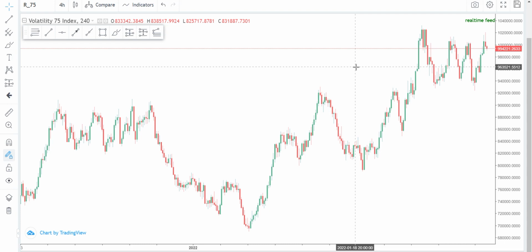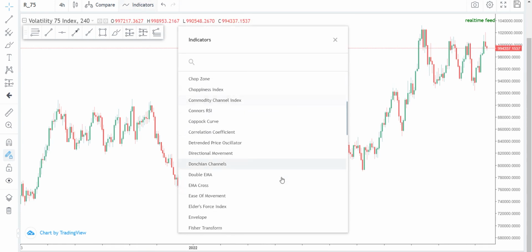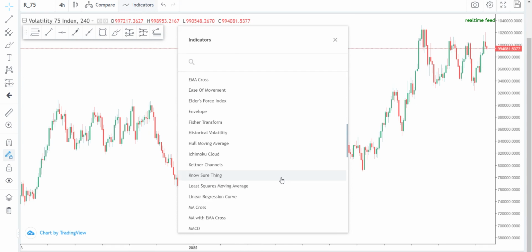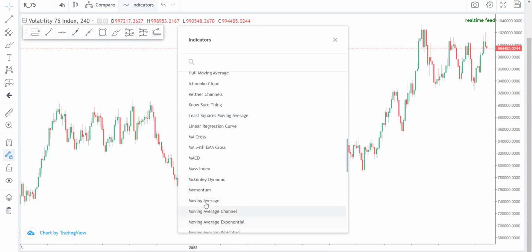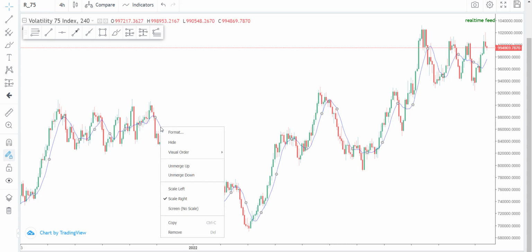Like I've said before, you don't really need indicators, but indicators are just a measure. They're there for you to see what you're not seeing clearly. For example, if you add a moving average, we have moving average as an option here. You can see that if we add it and go to the moving average settings, we can change the information about it.